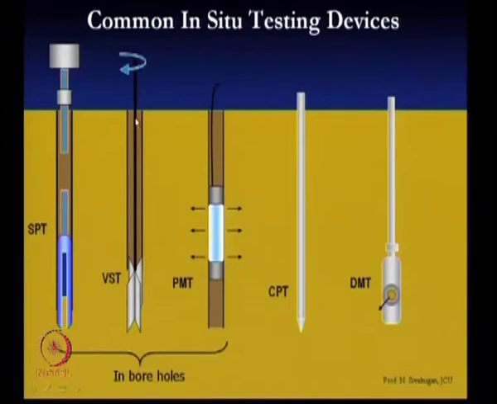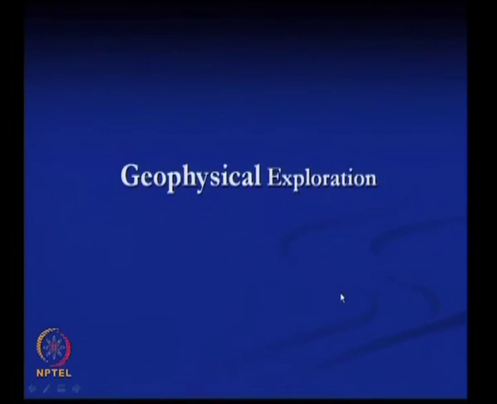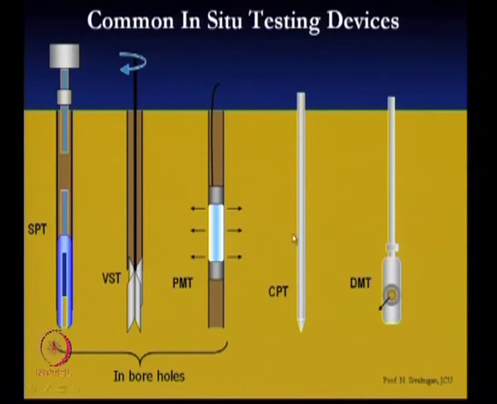So, these are the different types of tests. In the SPT test a borehole is required, so first we drill the borehole and then we apply the SPT test. For the vane shear test, we apply the torque in the borehole at the desired depth. The pressuremeter test also requires a borehole. In the CPT test we push the cone into the soil, and in the DMT also we push it into the soil and then expand the membrane.